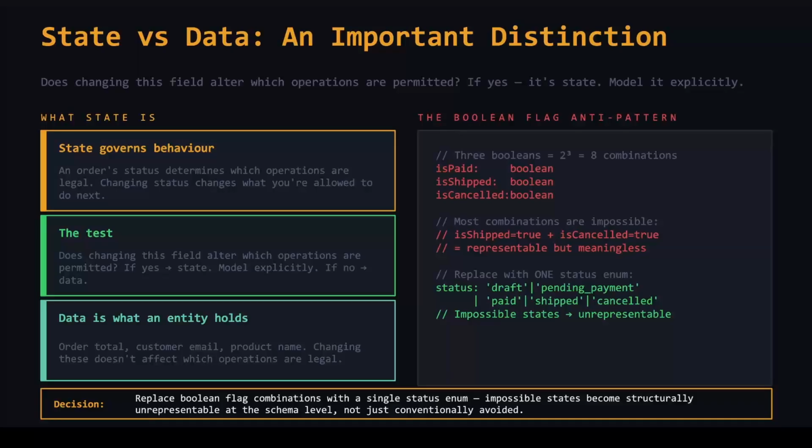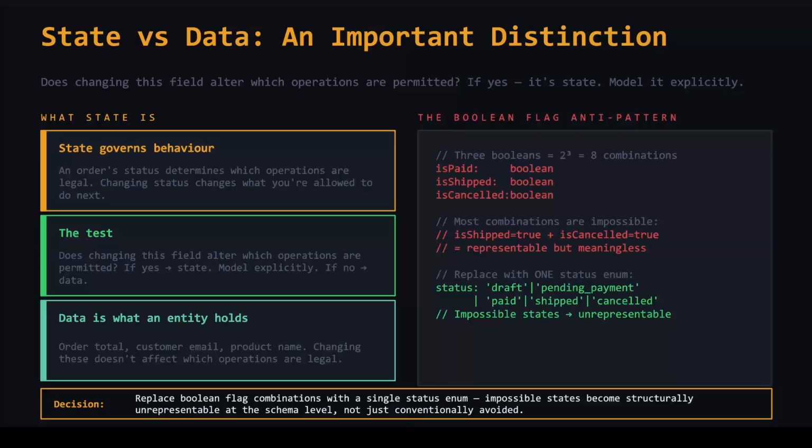State versus data. Before the machines, I needed to draw a distinction that took me too long to learn. State is not data. Data is what an entity holds: an order's total amount, the customer's email, the product name. State is what governs behavior. Which operations are currently legal? An order's status is state. Changing it changes what you're allowed to do next. You can cancel a pending order. You cannot cancel a completed one. The test is simple. Does changing this field alter which operations are permitted? If yes, it's state. Model it explicitly.